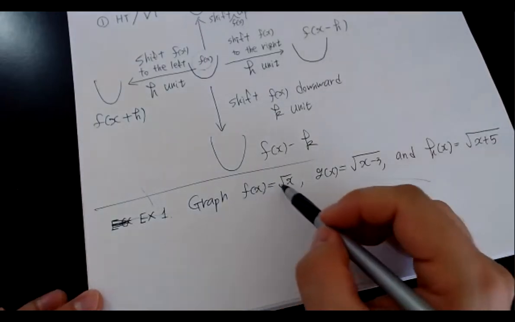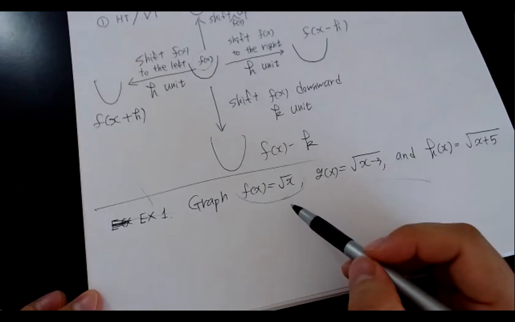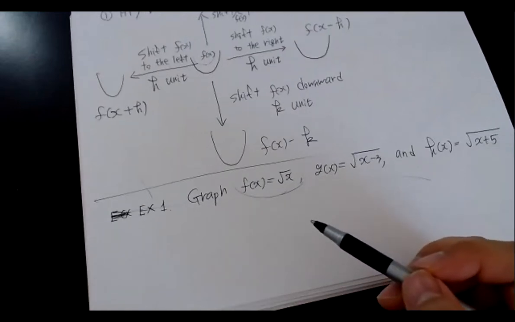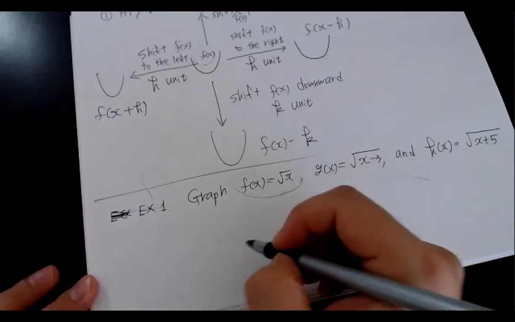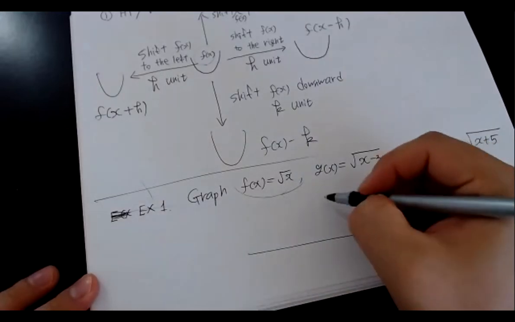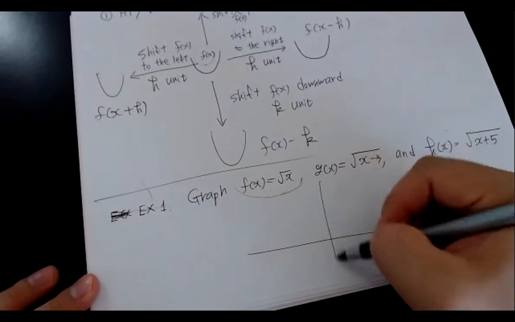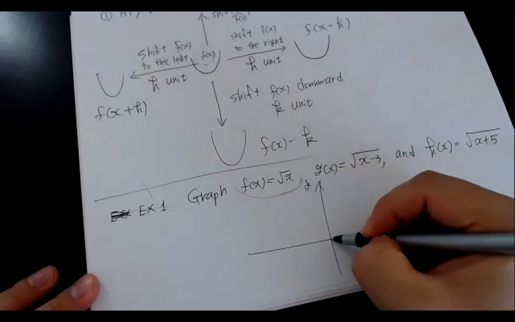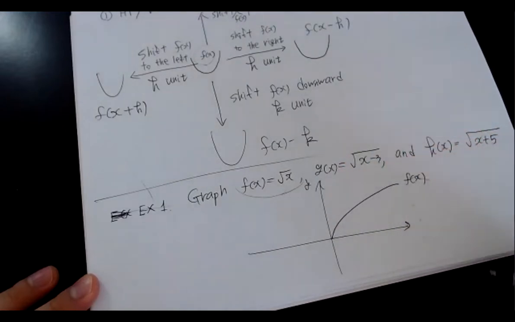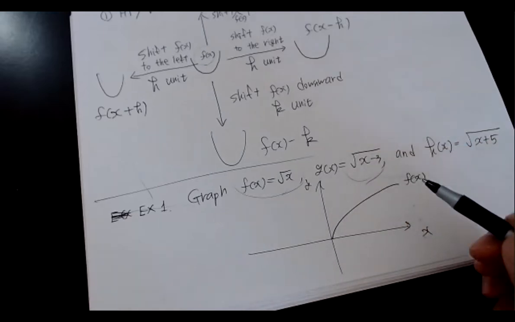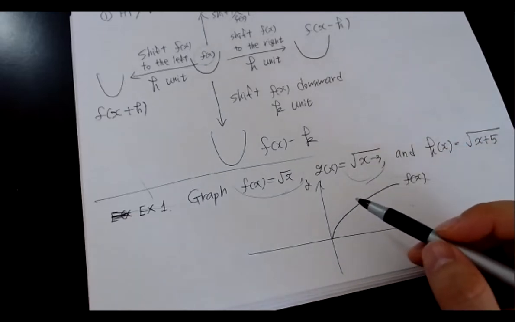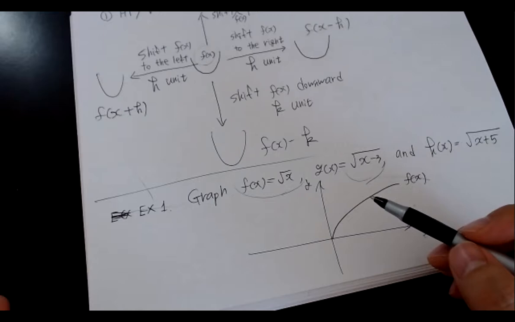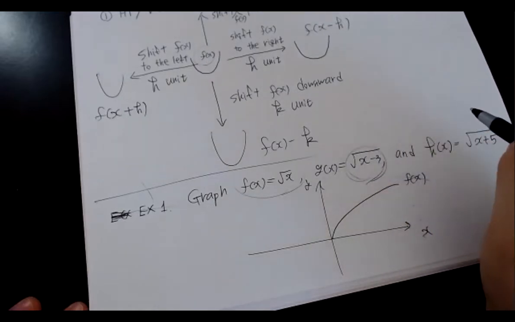We know the graph of the square root of x. We learned it in 2.2, right? That's why I told you to memorize the graphs of the functions introduced in 2.2. Here is the x-axis, here is the y-axis. The graph of the square root of x is this. This is the graph of f of x. What about the square root of x minus 3? To figure out the graph of g of x, we try to express g of x in terms of f of x.